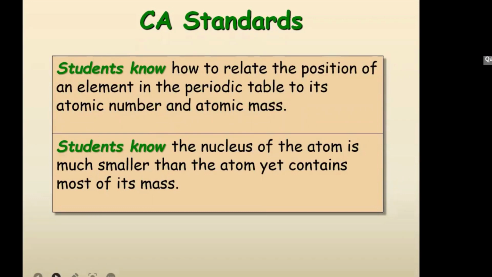So you can relate the position of an element in the periodic table to its atomic number and atomic mass. And you must be knowing that the nucleus of the atom is much smaller than the atom, yet it is the heaviest part of the atom.